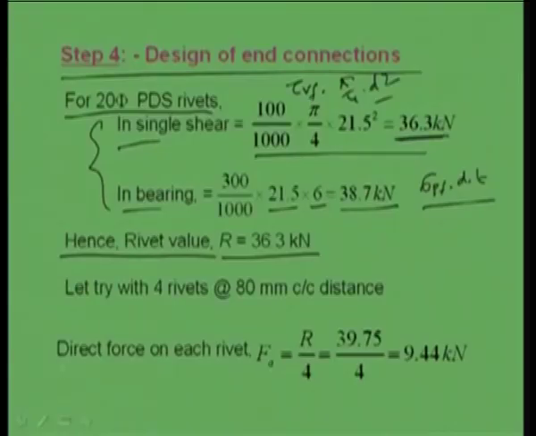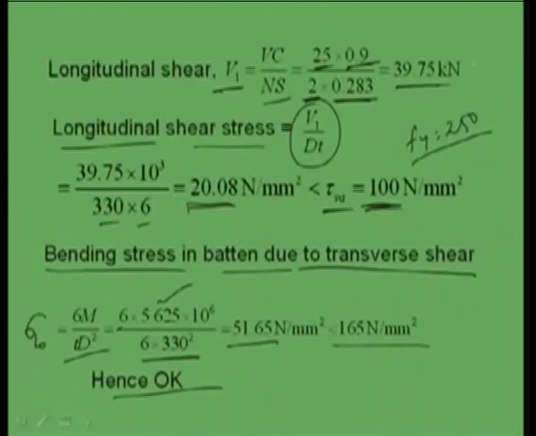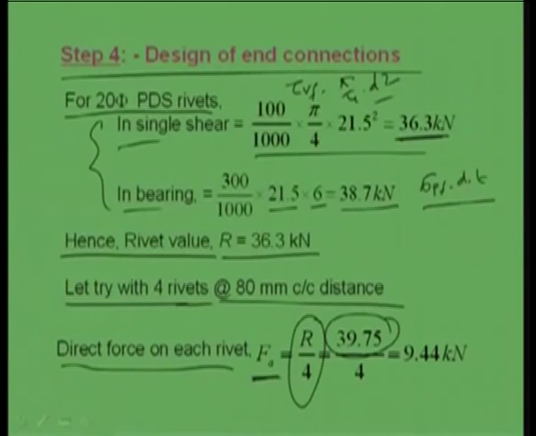Next, what we will do? Next, direct force on each rivet, right. So, for that we have to start with some number of rivets. Say, let us provide 4 rivets at 80 mm center to center distance. So, direct force on each rivet we can find out, because 4 rivets are there. So, Fa will become R by 4, where R is what we found earlier, the longitudinal shear 39.75. So, R by 4 is coming 9.44 kilonewton. So, direct force on each rivet is coming 9.44 kilonewton.